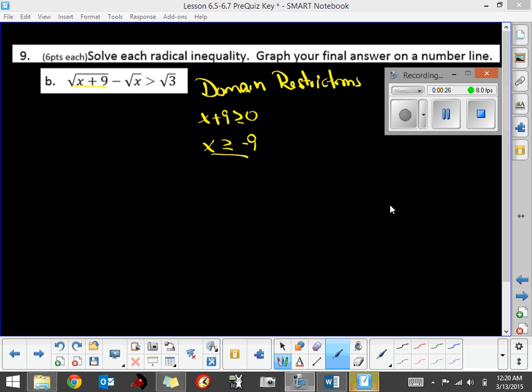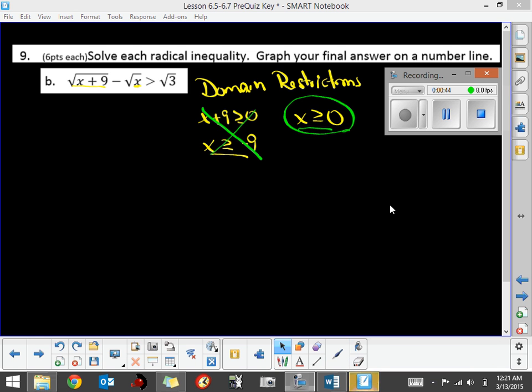Our other restriction is the square root of x, so here's our radicand. That's a pretty simple one. We're just going to make sure we choose x values that are greater than or equal to 0. Now, of these two restrictions, this restriction is going to supersede this one because if we choose numbers that are greater than or equal to 0, they're automatically going to be greater than negative 9. So we can get rid of that restriction. Just keep in mind we can only choose values that are greater than or equal to 0.